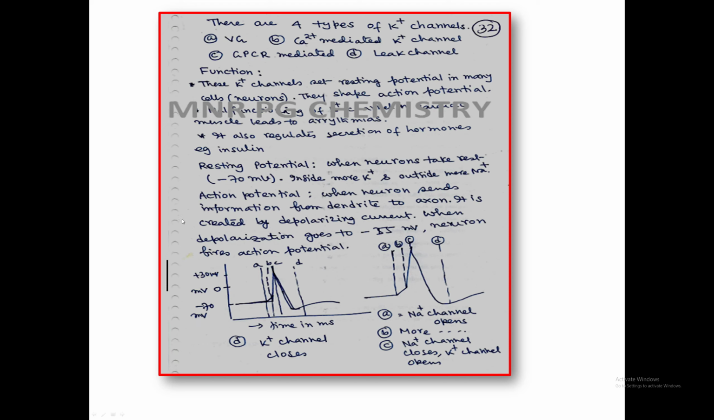So resting potential is minus 70 millivolt. That is called a resting potential. And action potential means when the neuron sends information from the dendrite to the axon, it is created by the depolarizing current. Now when depolarization goes to minus 35 millivolt, then the neuron fires the action potential, which means action starts.